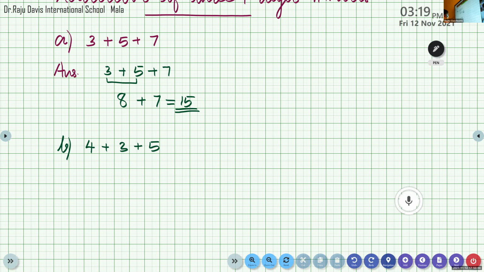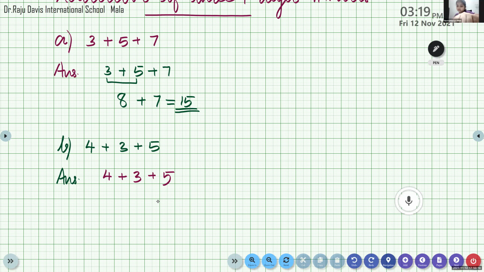4 plus 3 plus 5. So let's add the first two numbers. So 4 plus 3 is equal to 7. And we will add the number 5. Now 7 plus 5. So 7 in the mind, 5 on the fingers.